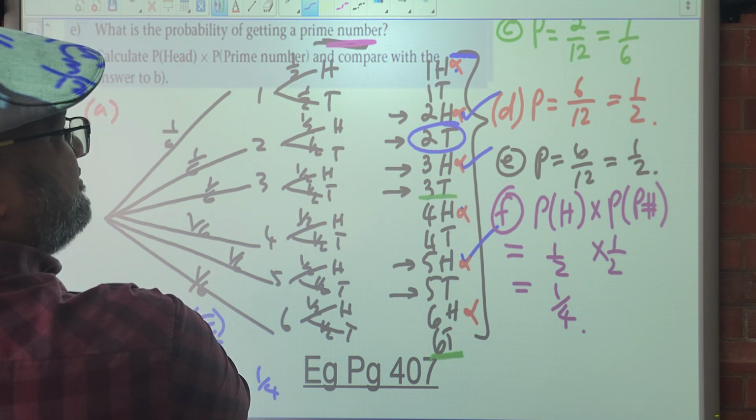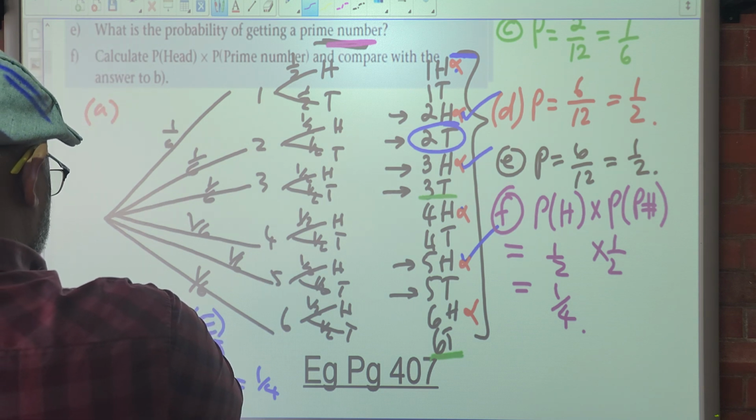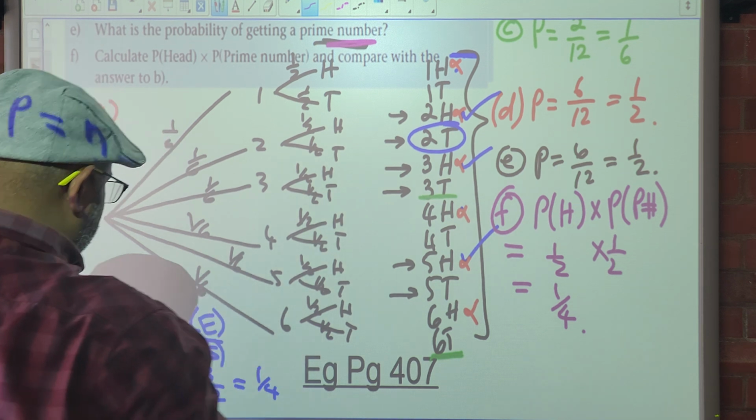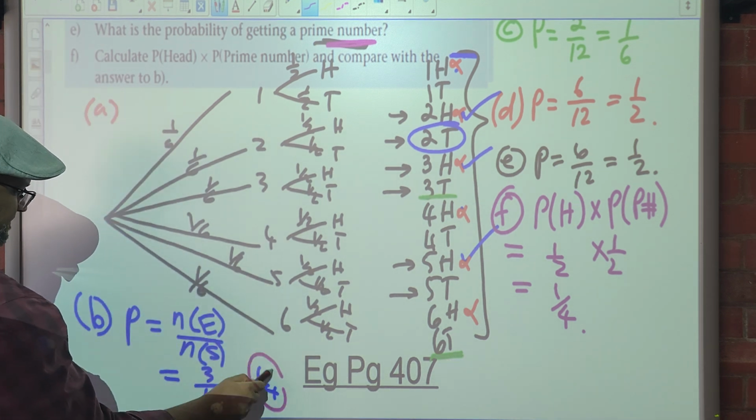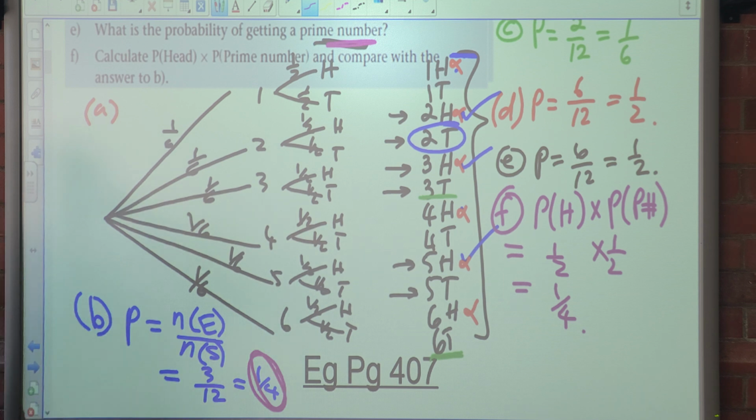But we got a quarter somewhere else as well, didn't we? Where did we get the quarter? B. And what did we calculate here? What was the question in B?